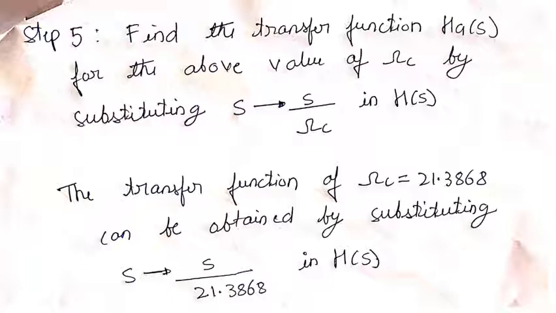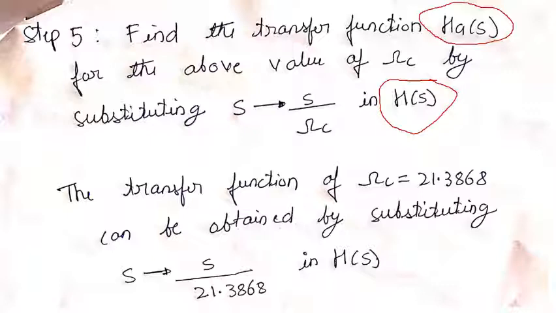Once we have computed the value of cutoff frequency omega c, the next step would be to find the transfer function Ha of s. The transfer function h of s obtained in step 3 is for value of cutoff frequency 1 radian per second. But in step 4, we are getting cutoff frequency as 21.386. Therefore, we need to substitute this value of cutoff frequency in h of s to obtain the transfer function Ha of s, and this transfer function Ha of s will be the transfer function for the given specification.